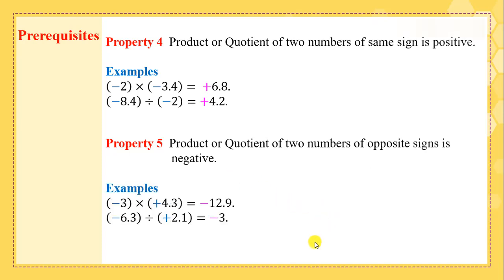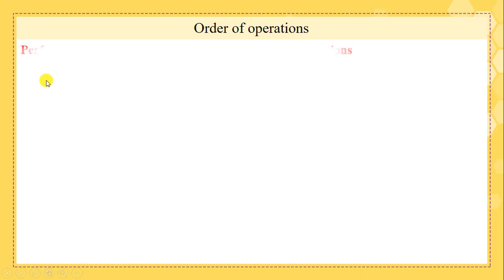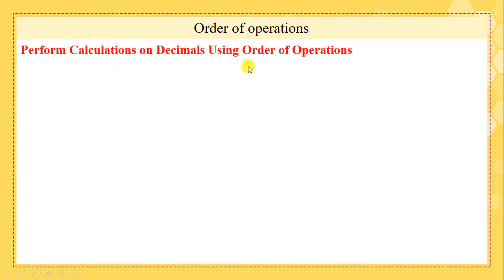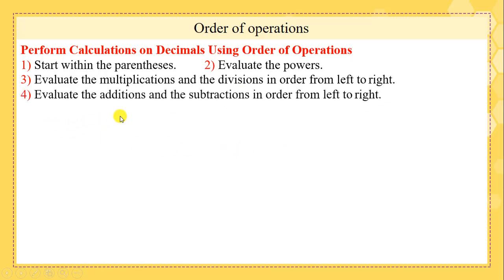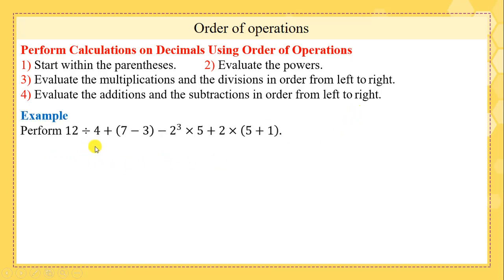In the first objective, we have to perform calculations on decimals using order of operations. So when we have to solve operations, we have to start within parentheses, then we evaluate powers, then we evaluate multiplications and divisions from left to right, and finally we evaluate additions and subtractions in order from left to right also. For example, perform 12 ÷ 4 + (7 - 3) - 2^3 × 5 + 2 × (5 + 1).